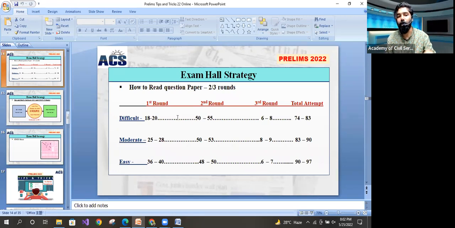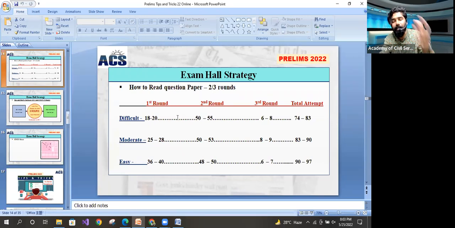If the paper is moderate, in the first round also you will get more questions attempted, because more questions are familiar to you, and you will confirm that this paper is moderate or somewhat easy. So for a moderate paper, it is 25 to 28 question attempts. In the second round, you are again attempting more questions by using guesses, logic and common sense: 50 to 53. All the tips and tricks will work in the second round. 50 to 53 questions you will attempt in the second round.